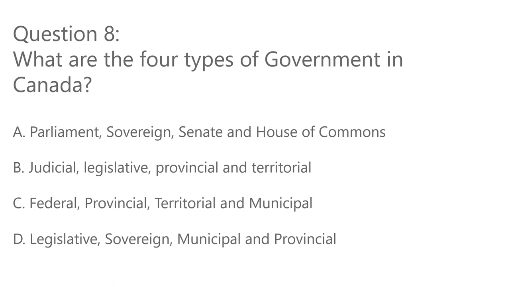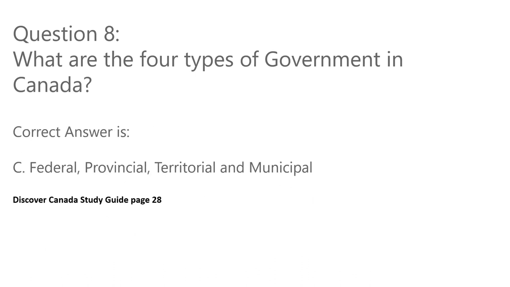Question 8. What are the four types of government in Canada? A. Parliament, Sovereign, Senate, and House of Commons. B. Judicial, Legislative, Provincial, and Territorial. C. Federal, Provincial, Territorial, and Municipal. D. Legislative, Sovereign, Municipal, and Provincial. Correct answer is C. Federal, Provincial, Territorial, and Municipal. Discover Canada Study Guide, page 28.